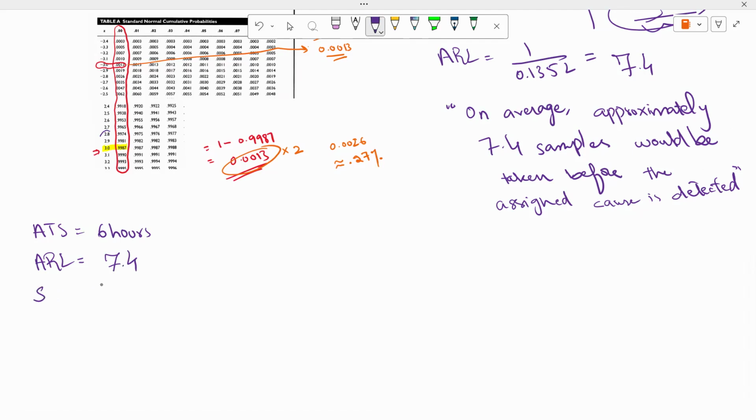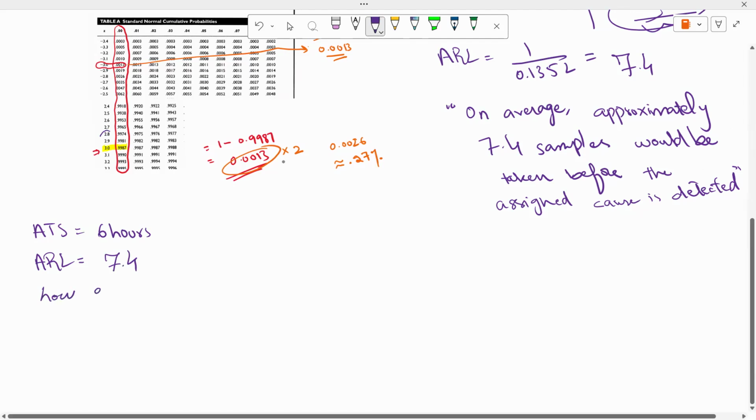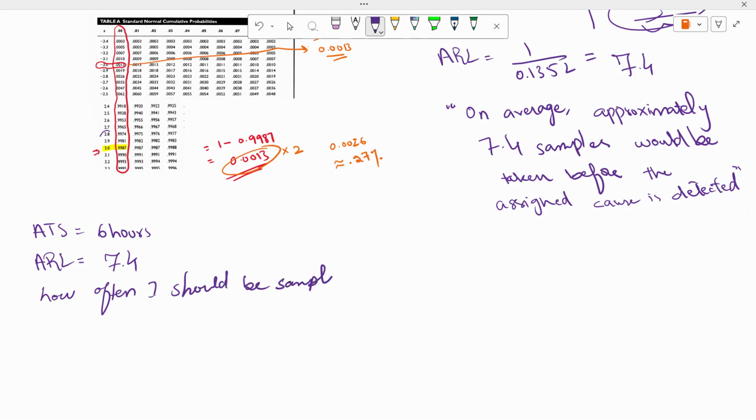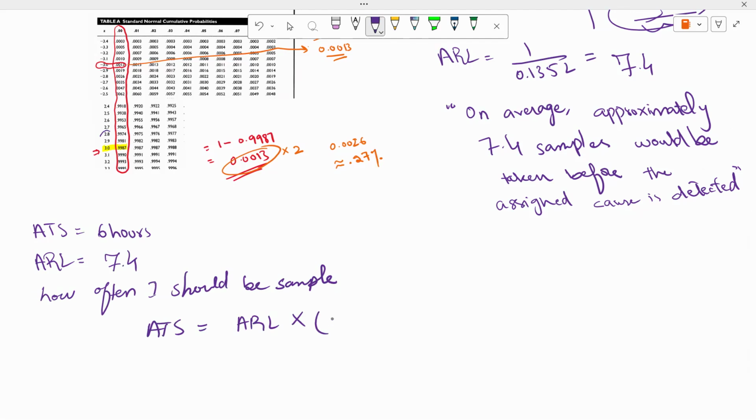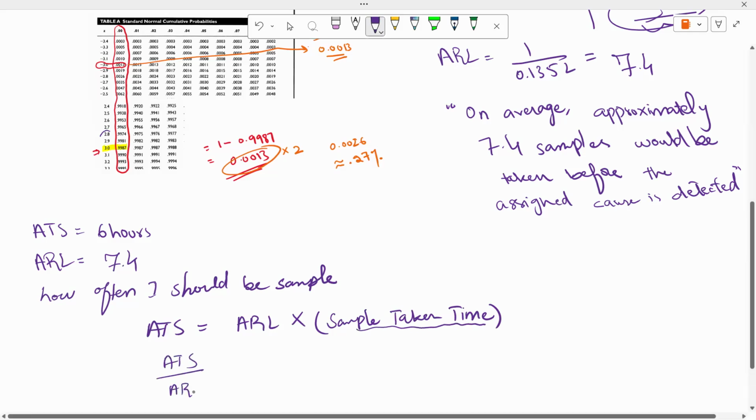And I want to know how often I should be taking a sample. Do we have a formula to find this? Yes, exactly. What is the formula for the ATS? The formula for the ATS is ARL multiplied by the sample taken time. So this means after how much time I'm taking each sample, right? And I need to find out this. So my ATS divided by ARL would give me this answer.